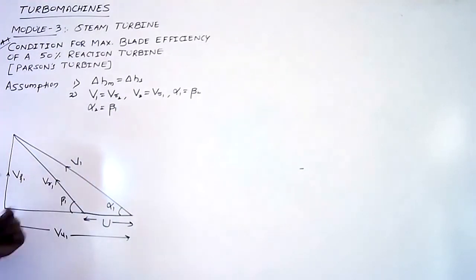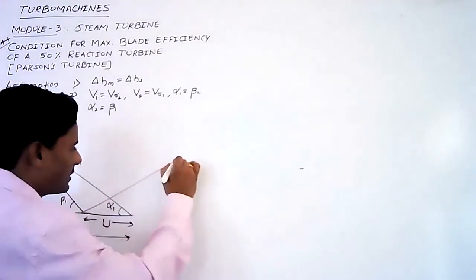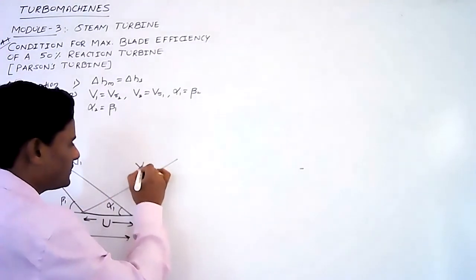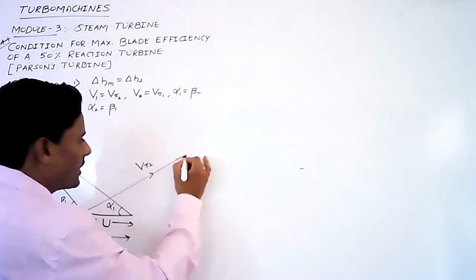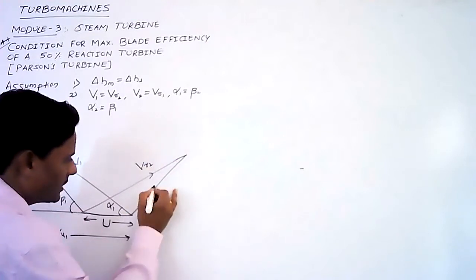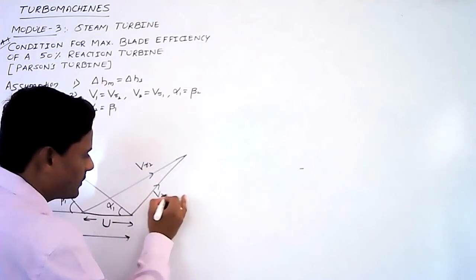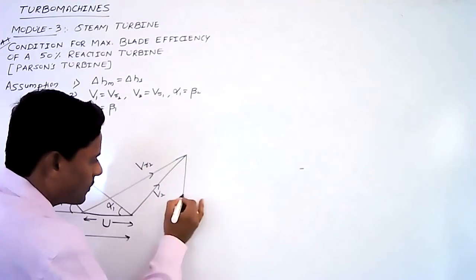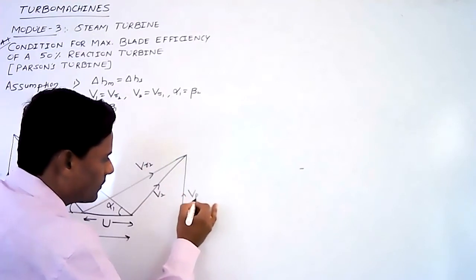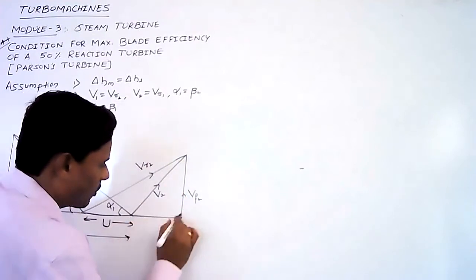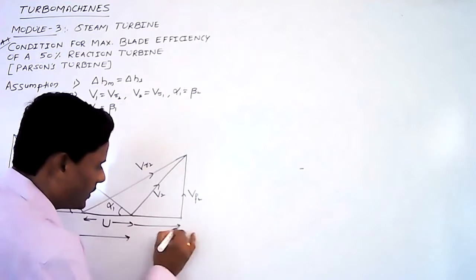This is the inlet velocity triangle. Now the corresponding outlet velocity triangle is this. This will be Vr2, and here this is V2. The vertical component is Vf2 and its horizontal component is Vu2.